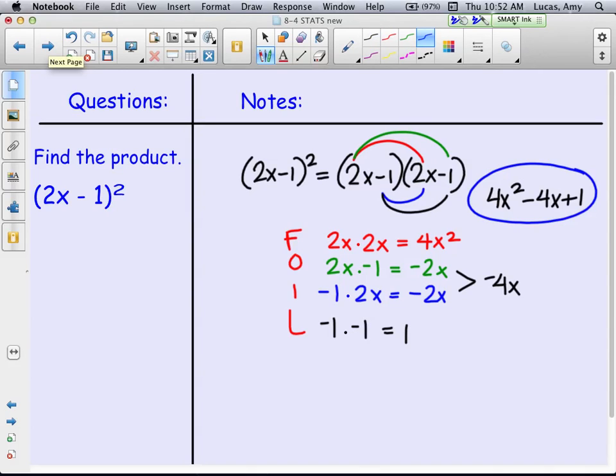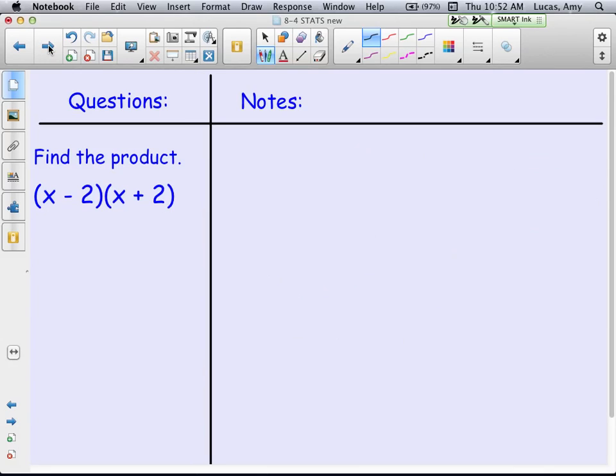So you can expect to see that the outsides and insides give you the same result on these, whether it's a sum or difference. Now find the product. X minus 2 times x plus 2. So this was called a difference of squares. So what you're going to see on the answer for these is something a little different. You're going to see a difference of squares in the answer.